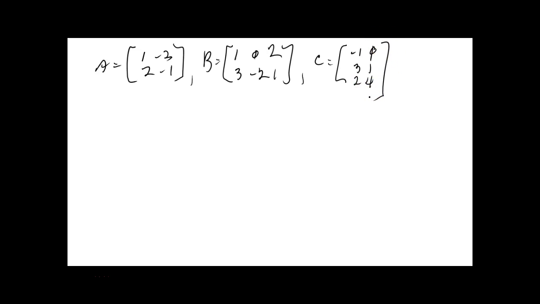Okay. Got it. Now, what we want to do first is AB times C. First question, can you even do that? Can you do AB? Yes. 2 by 2, 2 by 3, that's going to give you a 2 by 3. Then you can multiply that by 3 by 2, no problem. So that will work.